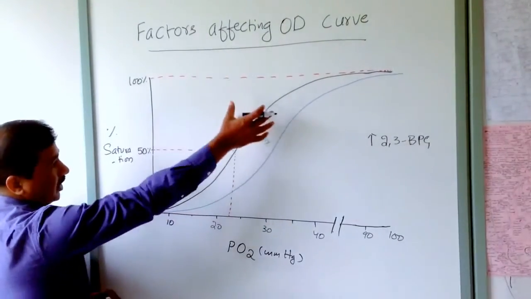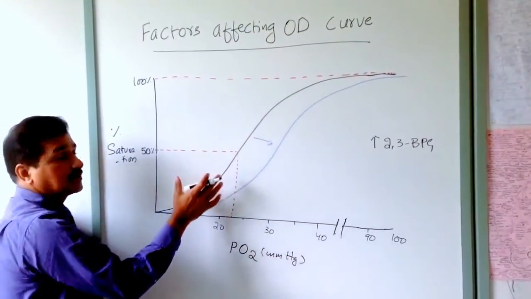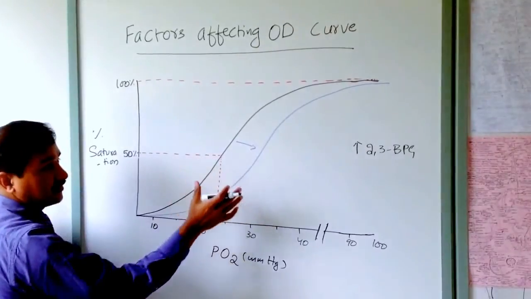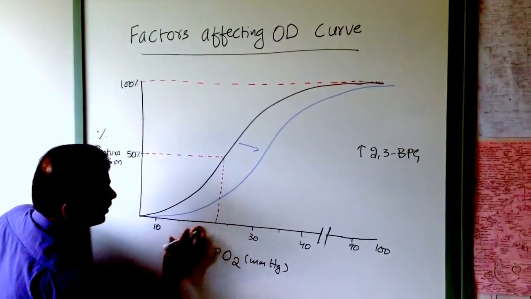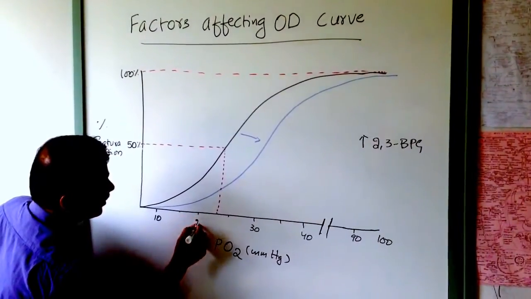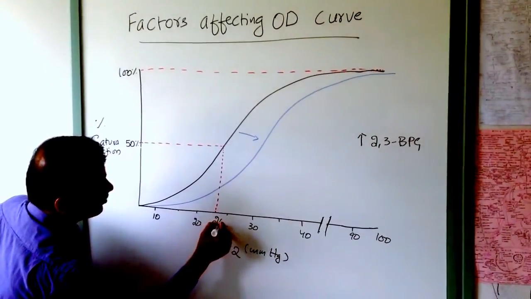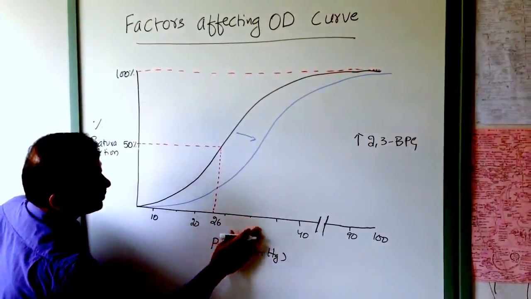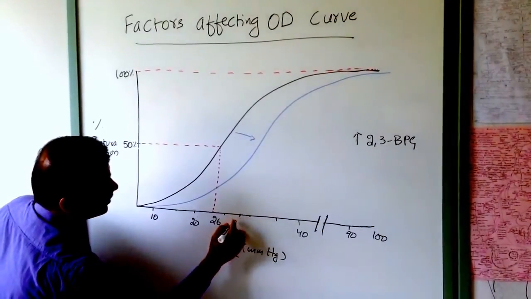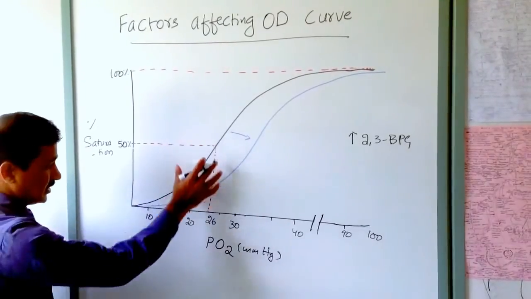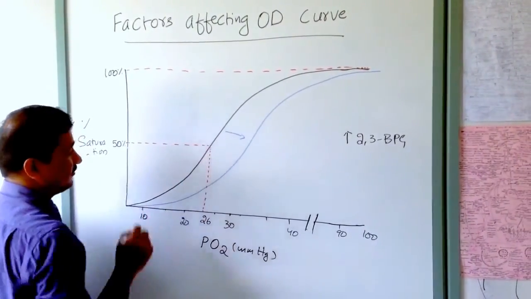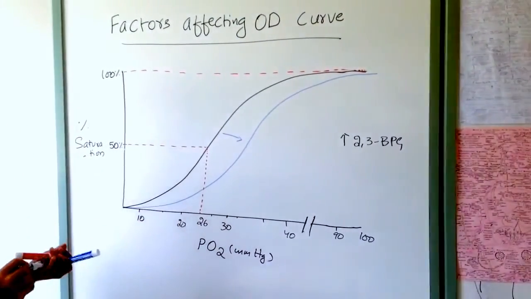Now the normal P50 for the oxygen dissociation curve, the normal P50 of hemoglobin, is probably falling around 26. This is normally 26. Okay, so maybe something here. So 26 millimeter of Hg. That's your normal P50. The normal P50 of your hemoglobin is 26 millimeter of Hg.